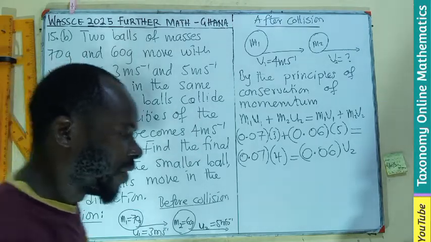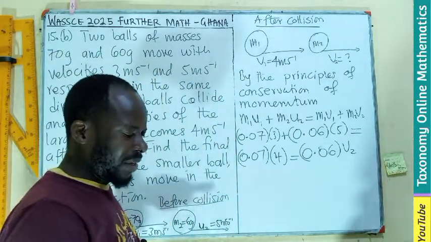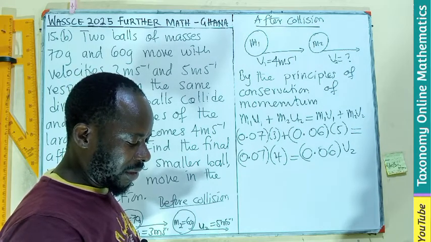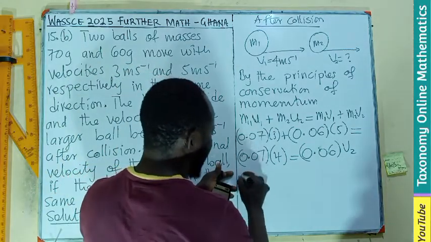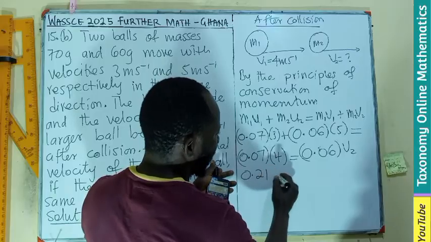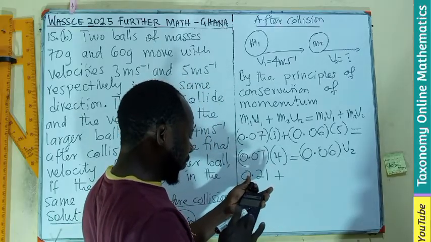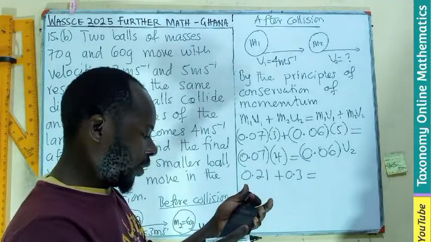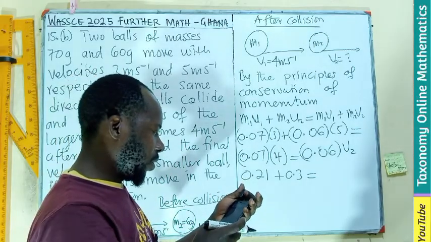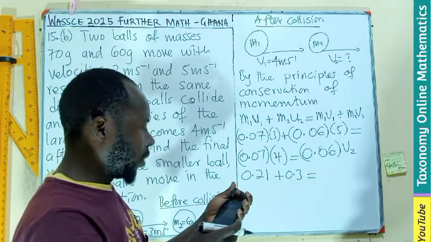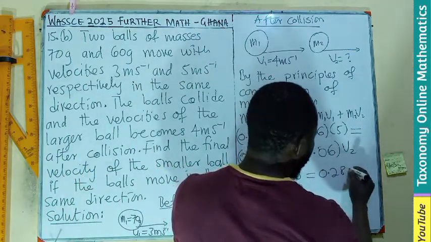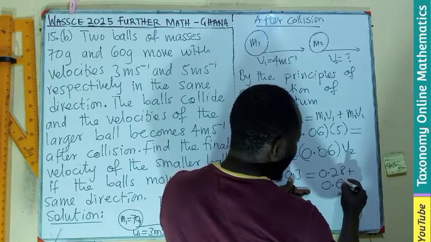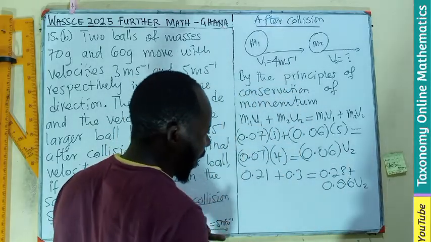What do I do? Let's multiply. 0.07 times 3, that will give us 0.21, plus, let's multiply 0.06 by 5, and that will be 0.3, equals 0.07 times 4, that will give us 0.28, plus we still have 0.06 V2. I think we can work with that.